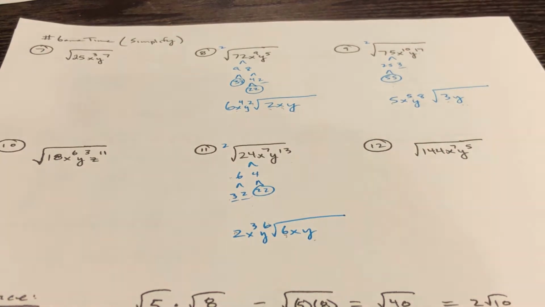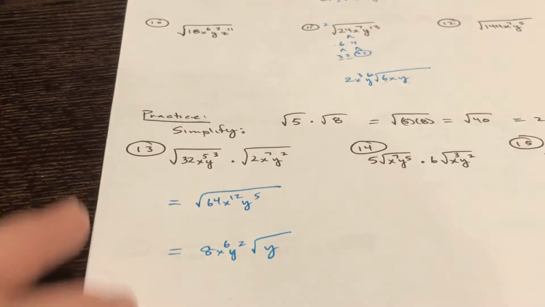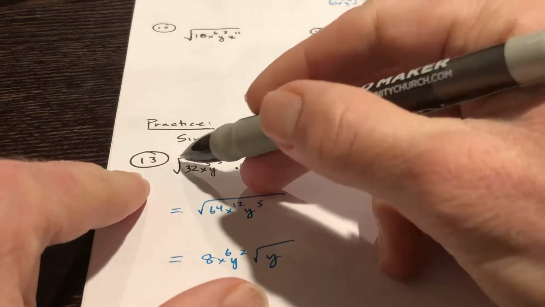All right? The leftovers stay inside the radical. So, folks, if I have the square root of 5 times the square root of 8, that's just the square root of 5 times 8 because I'm taking the same root, which is the square root of 40, which is 2 root 10. So that's the name of the game here. I'm taking the second root of both.